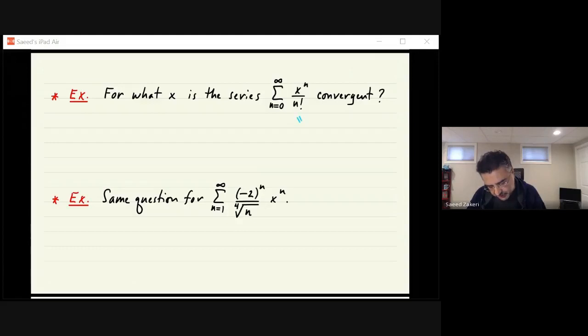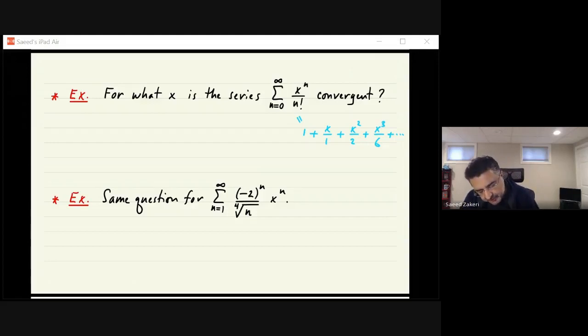If you wanted to expand this, it would be x to the power 0 over 0 factorial, which is just 1. And then x to the first over 1 factorial, which is x over 1. And x squared over 2 factorial, which is x squared over 2. X cubed over 3 factorial, which is x cubed over 6, etc., etc. So it's an infinite sum containing powers of x. That's why it's usually called a power series.